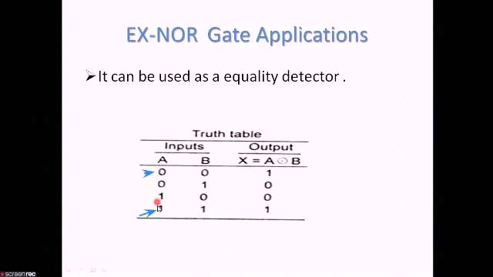So in both these cases, the first case and the last case, the two inputs are equal, then only the output is 1. So considering these cases, we can say that the XNOR gate can be used as an equality detector. That is the first case and the last case. In these two cases, the XNOR gate can be used as an equality detector.